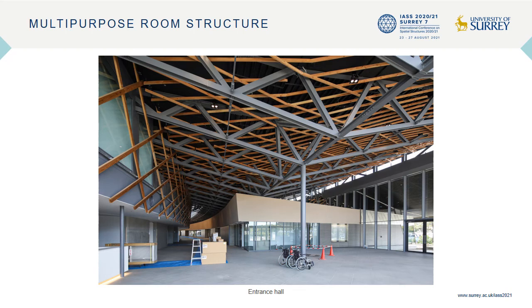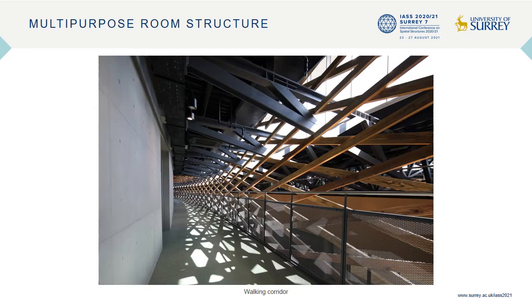This photo shows the interior view of the entrance hall. The structure is made up of a series of trees. This photo shows the running track on the second floor. We can see the trusses up close.